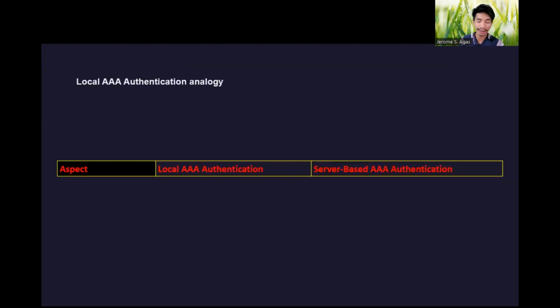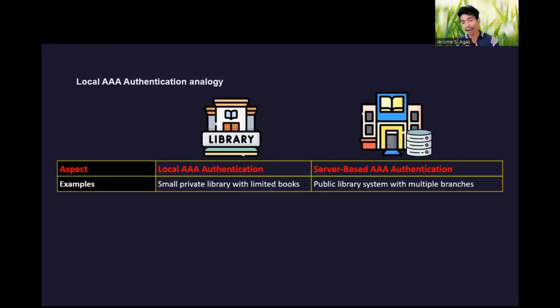So this is it, right? I have the analogy for local AAA authentication. Number one is actually the title: the aspect, of course, local AAA authentication versus server-based AAA authentication. So the first example, of course, is the library.